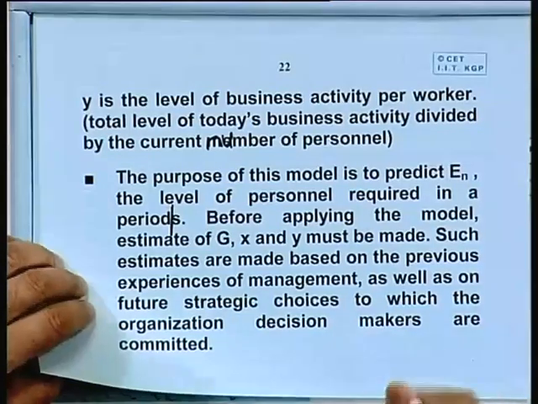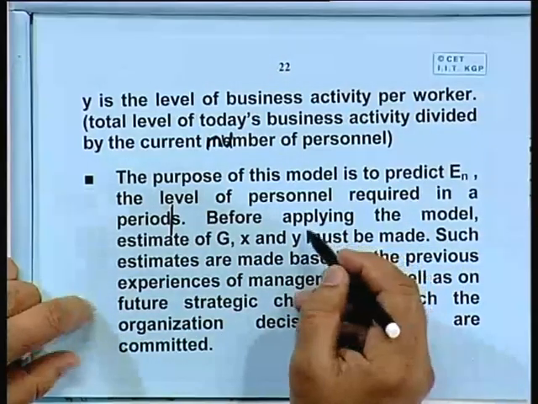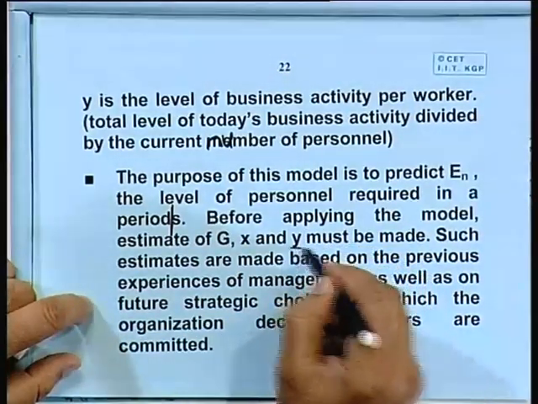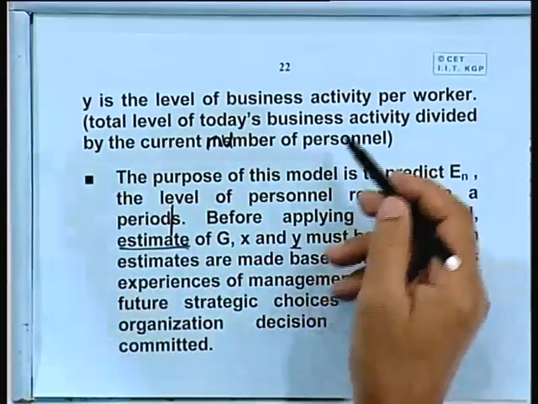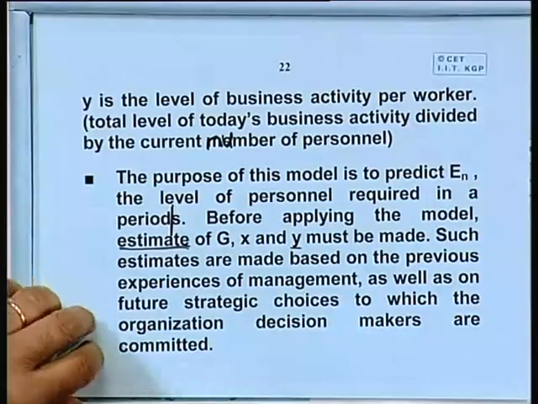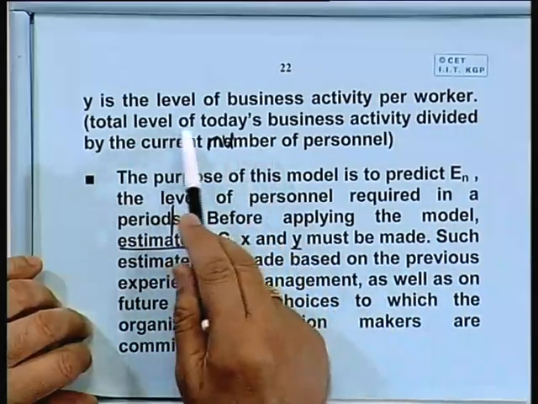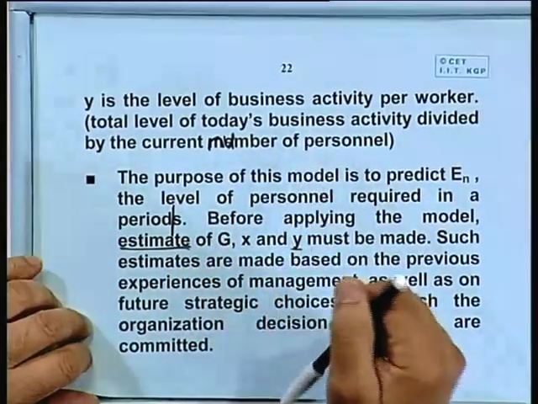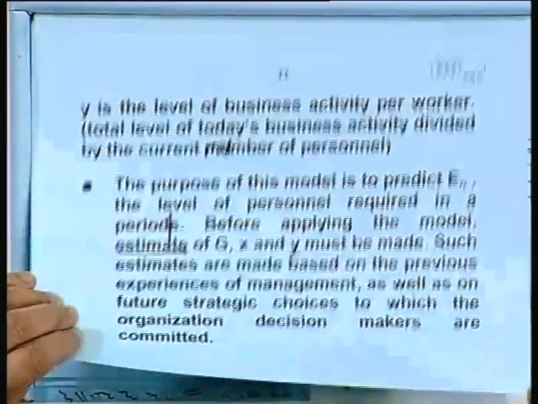Okay, this will clarify, because here it says Y is also an estimate, right? It is not actual, whereas this says current number, today's level of business. Today's level is known, it is not an estimate. So, this clarification we will give.